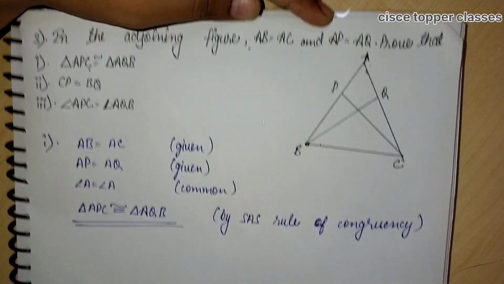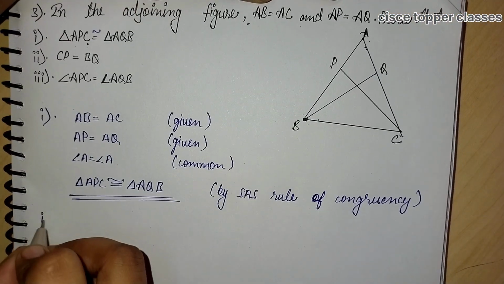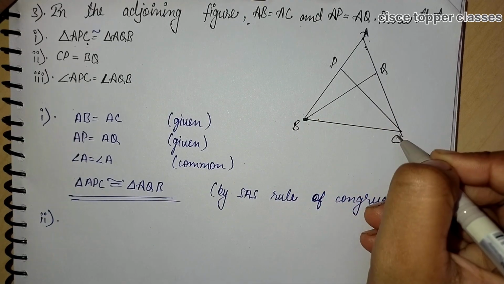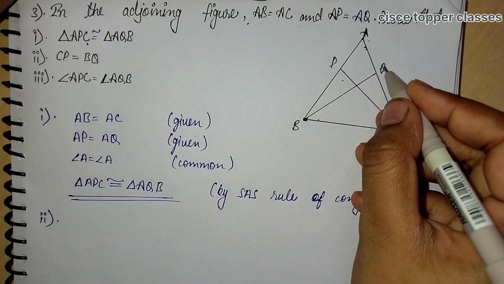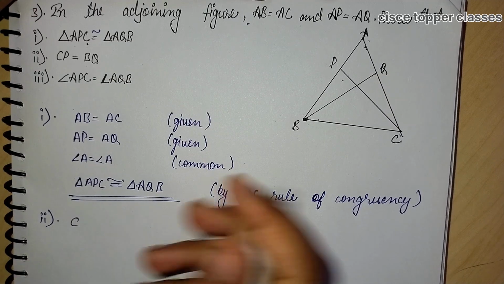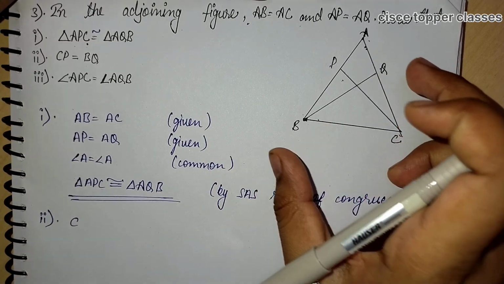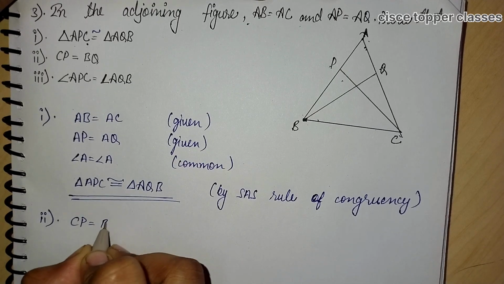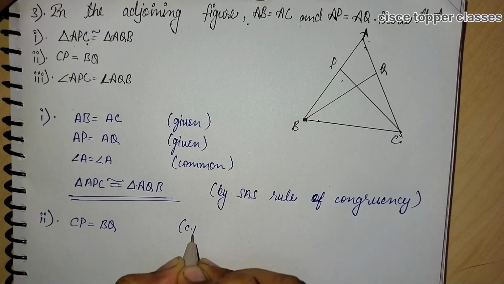Now the second part which we have to prove is that CP is equal to BQ. So CP is equal to BQ, hence proved, because it is the part of the triangles which we have proved congruent. Hence CP is equal to BQ by CPCT.